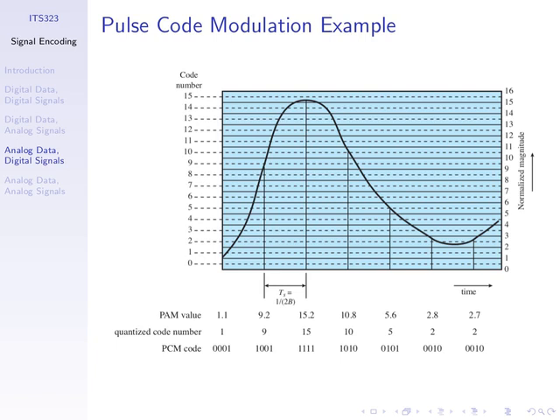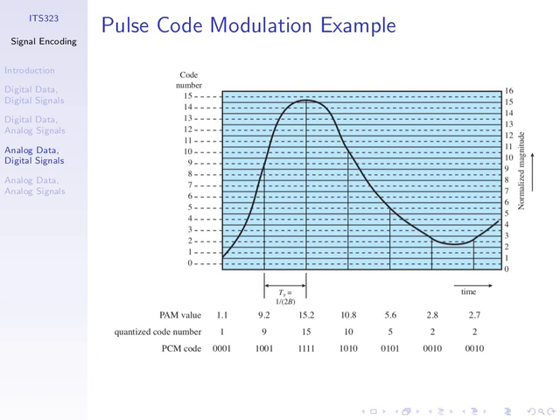That's our output analog signal at the receiver. This is the input analog. This is the output analog. Well, it doesn't look very analog, but that's all we can generate because the only information we have are these numbers, 1, 9, 15, 10, 5, 2 and 2. That's all the information the receiver has.